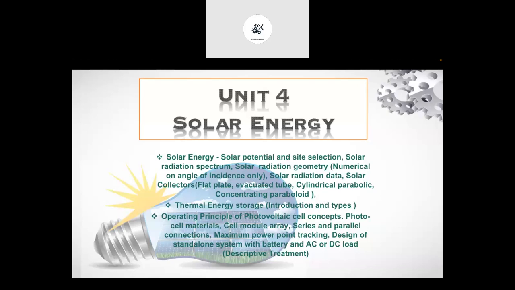So as we know, the intensity of the radiation depends upon different factors. Also, it will vary with respect to the season or with respect to the time, etc. So we have to collect that solar radiation which is incident on the Earth's surface. For that, we require different types of solar collectors. Each collector has different advantages, disadvantages and characteristics. So that we are going to see.